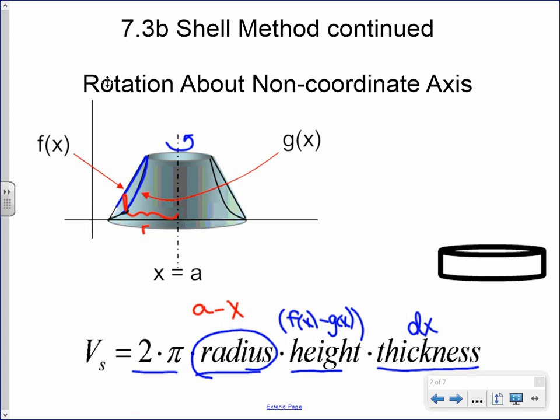Now, word of warning, it is not always going to be a minus x. Well, what else could it be? x minus a. It depends what's to the right and what's to the left. Right now, a is more positive, what we're rotating it about, so we are writing a minus x. But if that axis of rotation was to the left of our rectangle, then we would have to do x minus a.